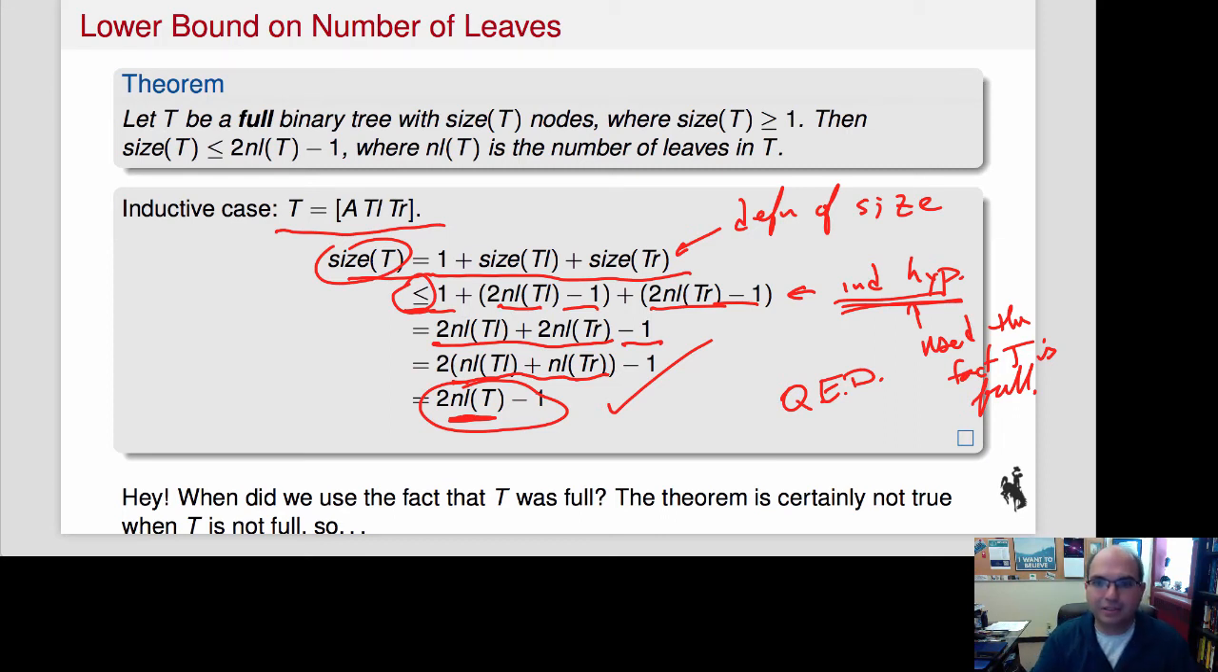It really does have a subtree. And remember, that's important because if it was nil, then I can't use the inductive hypothesis because it only works for trees that have at least one node. So right here, very subtly, I'm using the fact that the tree is full. That's why this proof works.